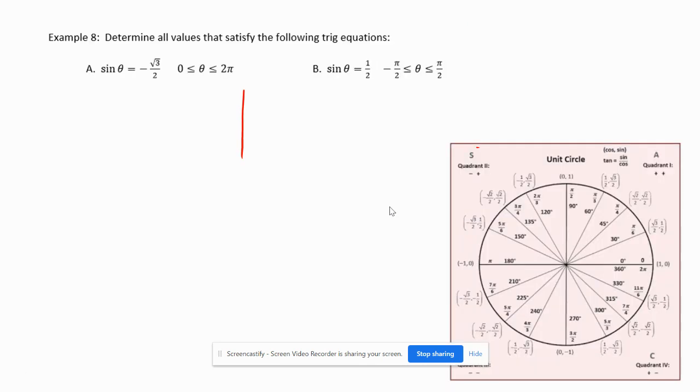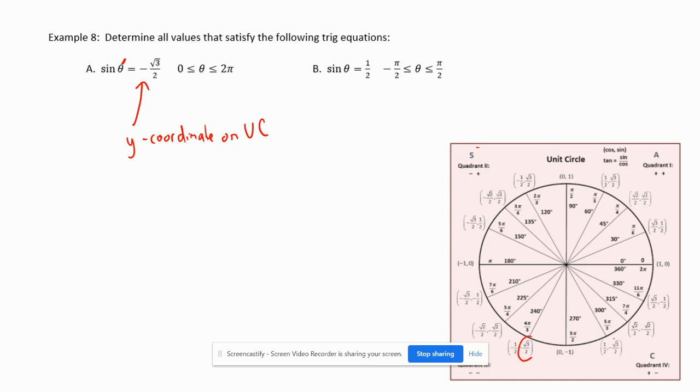Example 8. Determine all values to satisfy the following trig equations. Okay, so we're going to cover this in more detail in the next section as well. But so from 0 to 2 pi, we have sine theta equals negative root 3 over 2. Now, remembering from this, sine is the y coordinate on the unit circle. Okay, so what we're going to do is look at a unit circle and say, well, where does sine equal negative root 3 over 2? Here and here.